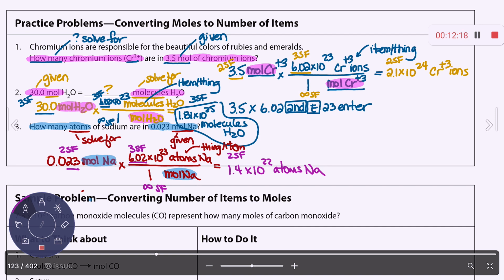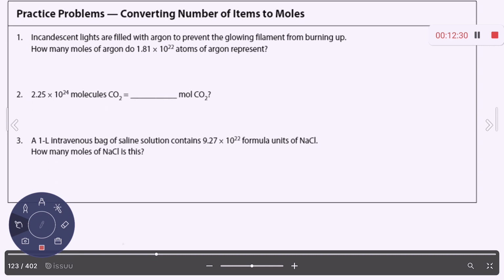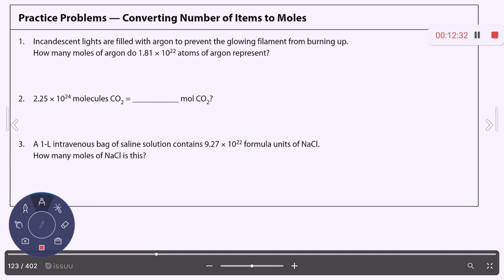Okay, so we can go in the other direction. So let's come down to the bottom of the page. I'll do one of these for you. So down here, it says incandescent lights are filled with argon to prevent the glowing filament from burning up. How many moles of argon do 1.81 times 10 to the 22nd atoms of argon represent? So here you are given atoms, which are items or things. We are solving for moles.